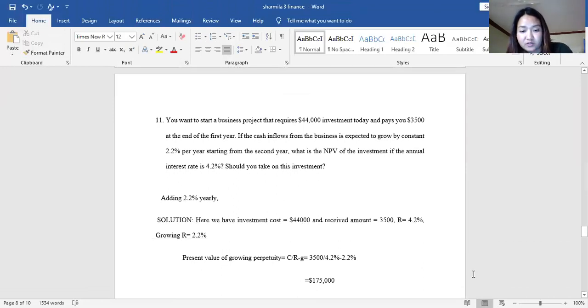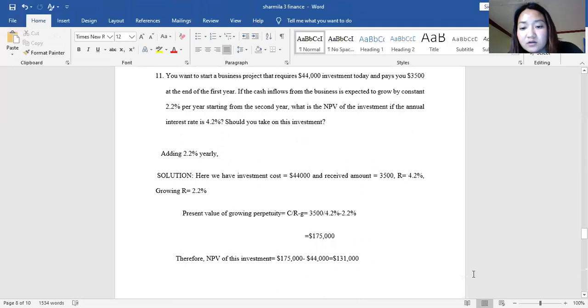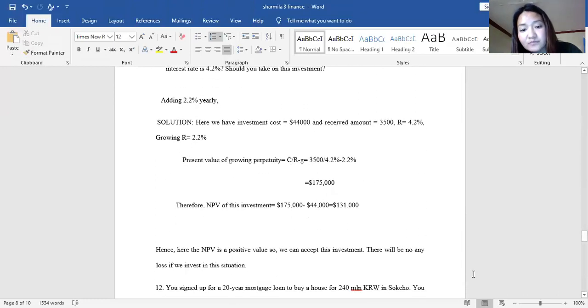So here we have investment cost $44,000, receipt amount 3,500, rate 4.2%, and growth rate 2.2%. The present value of a growing perpetuity equals C divided by R minus g, which is 3,500 divided by 4.2% minus 2.2%, which equals $175,000. Therefore, the NPV of this investment is $131,000. Here the net present value is positive, so we can accept this investment. There will be no loss if we invest in this situation.